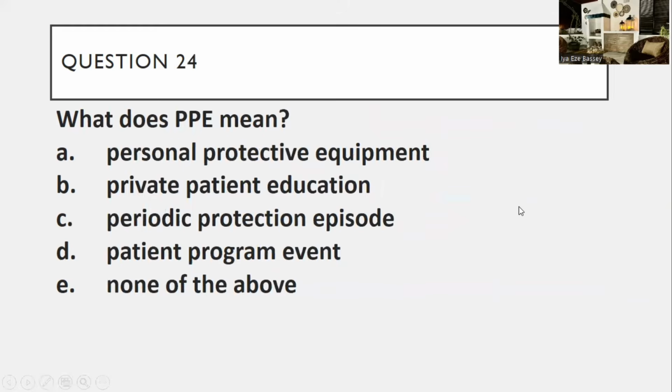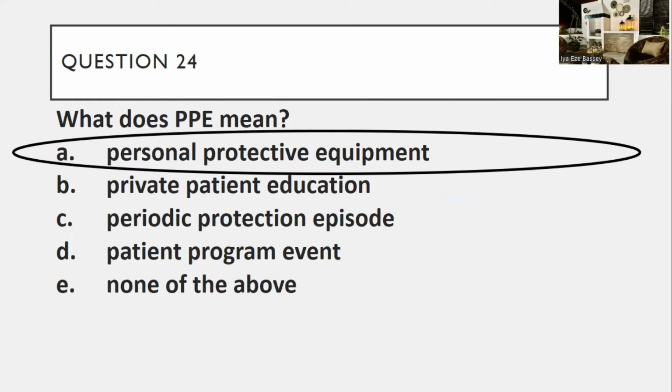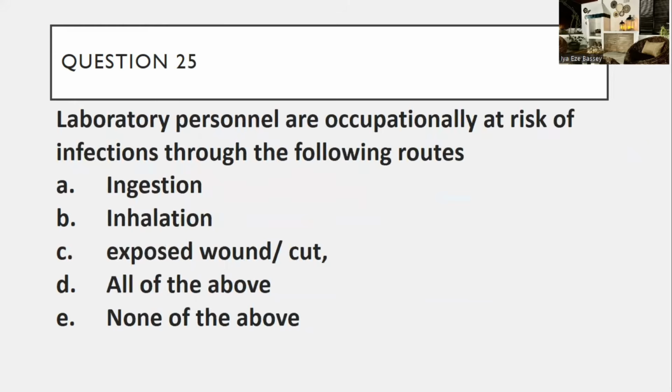So question 24, what does PPE mean? A, personal protective equipment. B, private patient education. C, periodic protection episode. D, patient program event. E, none of the above. So it's personal protective equipment.